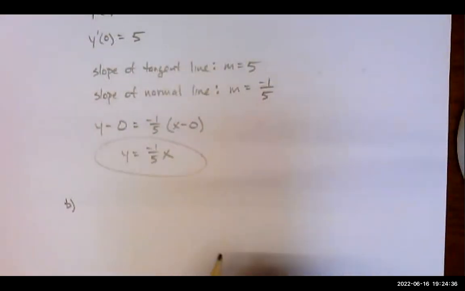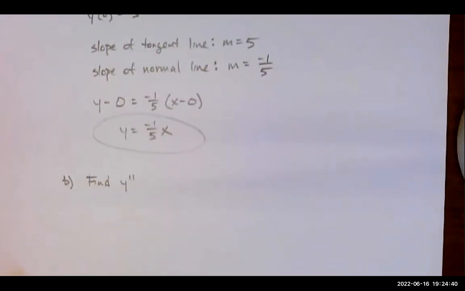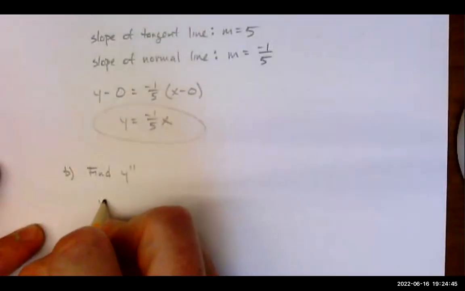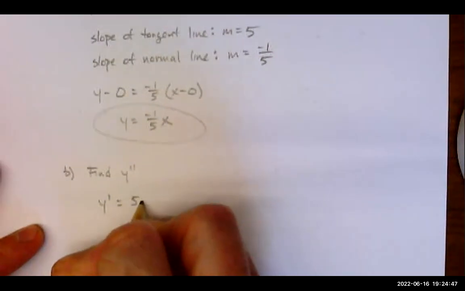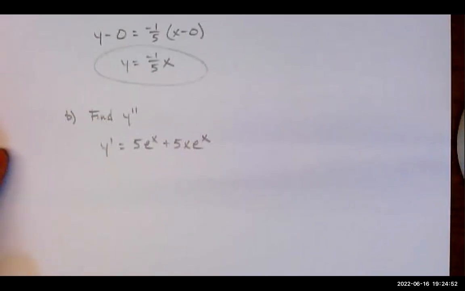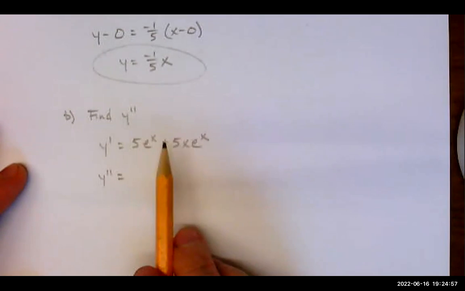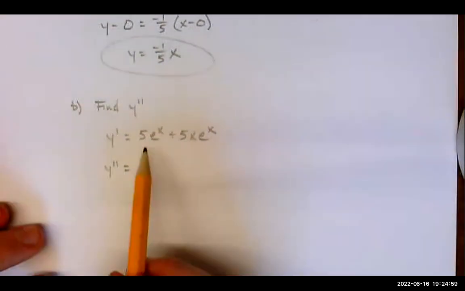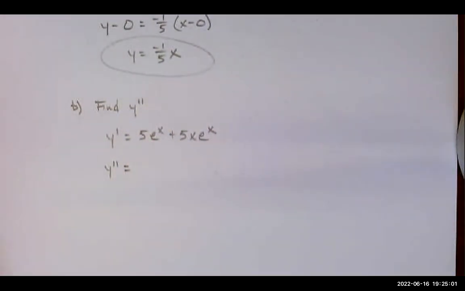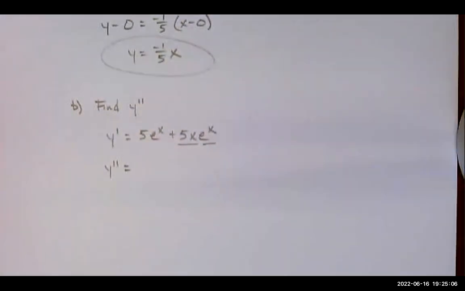Okay, so part B, we want to find y double prime. Well, we have y prime back here. Let me copy that just for our video purposes. To find y double prime, since we're adding, we can take the derivative of these separately. When we get to the second one though, notice that's another product rule. Same product rule we had before.